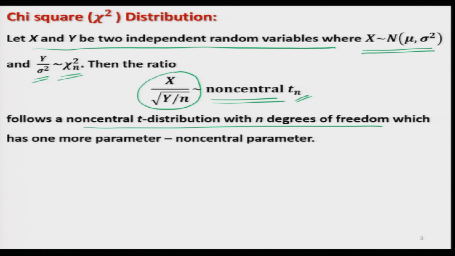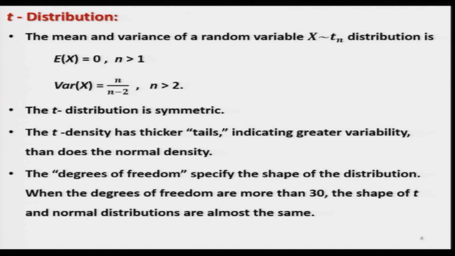And when we are talking of non-central distribution, there will be one more parameter, which is called the non-centrality parameter, and if this non-centrality parameter is 0, the non-central distribution becomes the central distribution. And once again I would say that whenever we say t distribution, we will mean the central t distribution unless and until we specify that we are going to consider the non-central t distribution.